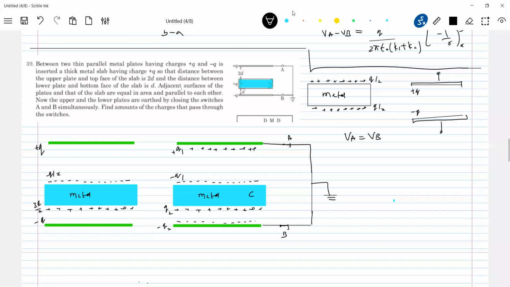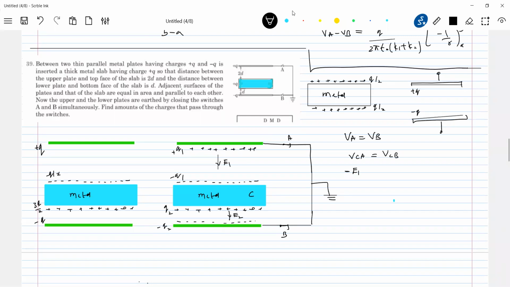So let me call this C. So therefore, I can write VCA should be equal to VCB, or VA minus VC equal to VC minus VB. I'm writing the equation like this. What is VCA? The field here will be like this, E1, whereas the field here will be E2. So minus E1. What is the separation? 2D, no?